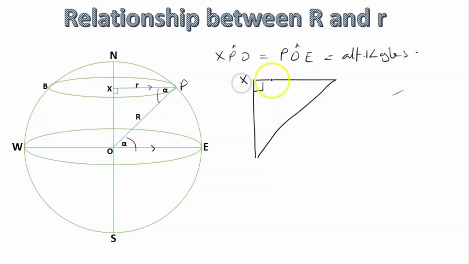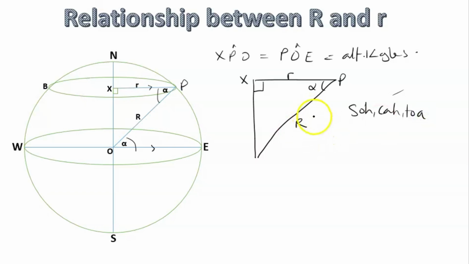This is X. Of course, this is P, and this is my alpha. So this is my R. This is my small letter r. For my elementary maths, what we refer to as SOHCAHTOA.